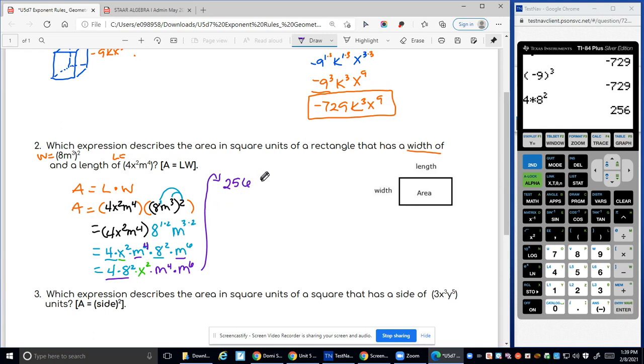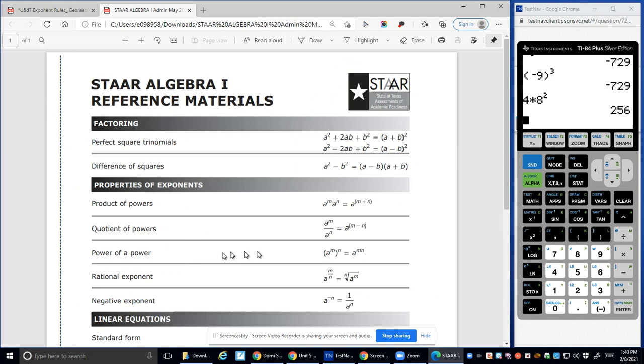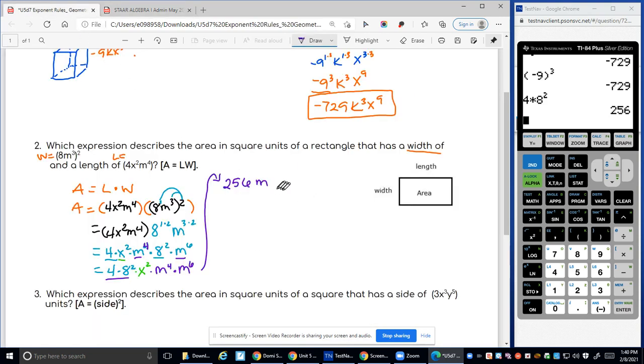I have x squared. But you know what? I said I wanted the m's first, right? Okay, so I'm going to put the m's. Now, when each has its own base, again, we go back here, right? Each one has its own base, and we just add. So I'm going to go ahead here, and I'm going to add 4 plus 6.